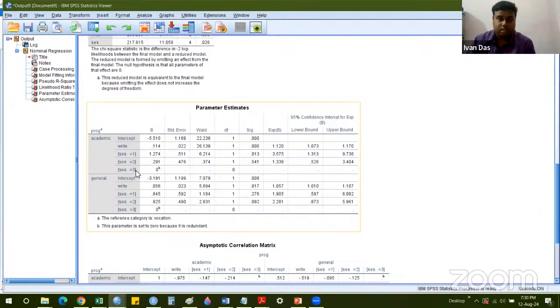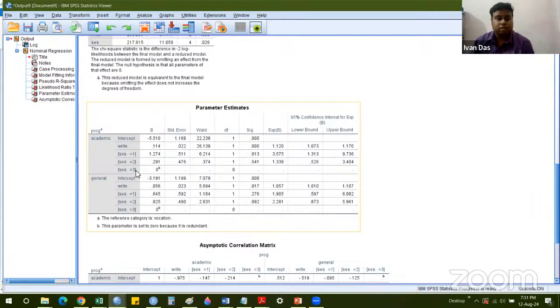with an increase in write, why did I say with an increase in write? Because it is a metric variable. With an increase in write, it is 1.12 times more likely that it will lie in the academic group as compared to the vocational group. A higher writing score is 1.12 times more likely to be found in the academic program as compared to the vocational program. Again, imagine what we are trying to find out. Write means the written exam score. Our objective is to find out in which program the written score will be higher, right? So the written score is likely to be 1.12 times more likely to be higher in the academic group as compared to the vocational group. Done.